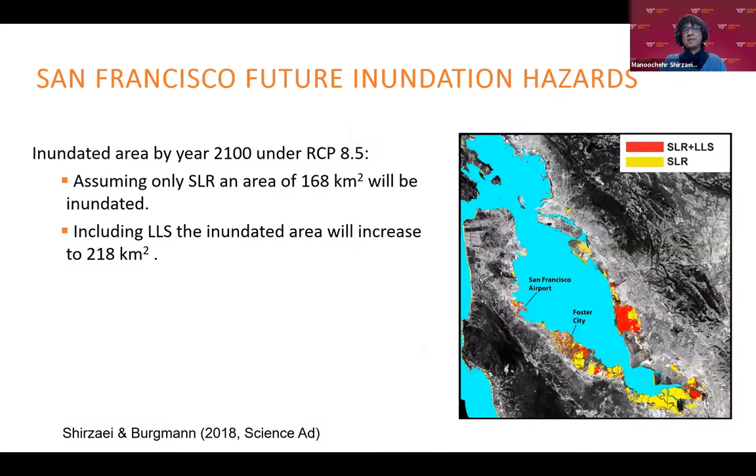So we tested many different scenarios of the sea level rise projections and subsidence. Here, I'll show you just one example. This is RCP 8.5, which at the time was considered about 1.2 meters of sea level rise by the end of the 21st century for the Bay Area. And we estimated the area that is going to be flooded only due to sea level rise shown in yellow, and the area that is going to be flooded due to sea level rise and land subsidence shown in red. We concluded that about 168 square kilometers will be inundated due to only sea level rise. And if we include the land subsidence, the number will be 218 square kilometers.